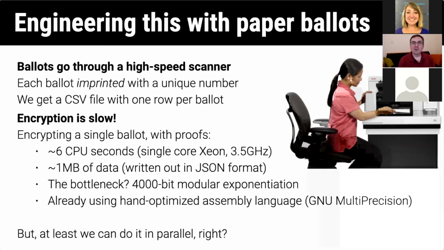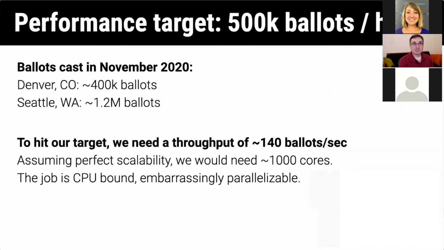All of the math that you're doing is all 4,000-bit numbers raised to 200-something bit powers. And that's very expensive. So you might say, oh, well, you should optimize that. Well, we're using GNU multi-precision, which is already hand-tuned assembly code for exactly this. So we're not going to micro-optimize our way out of this problem. Instead, in order to scale, we have to run on a cluster.